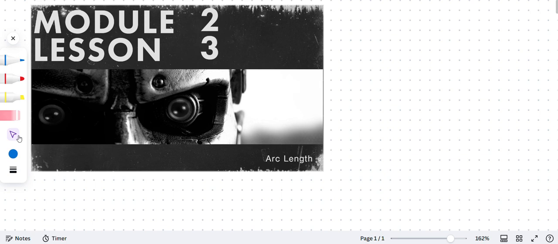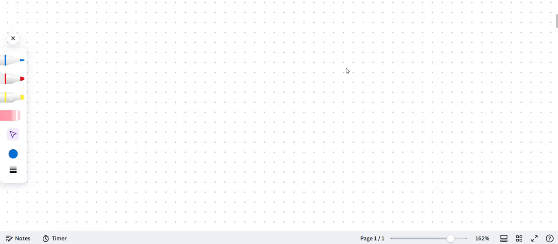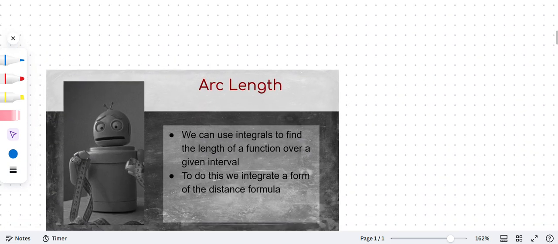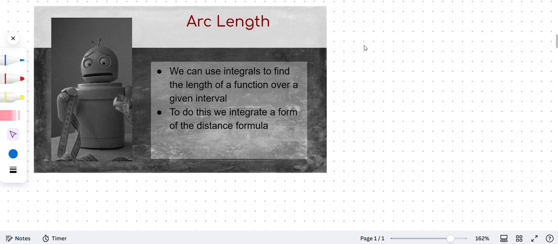But we can use our calculus to figure out the length of any curvy object. So we're going to be looking at functions that aren't circles when we talk about our arc length. So we're going to use integrals, and we are going to integrate basically the distance formula, but we're going to kind of calculusify it, if that's a word, which it isn't.